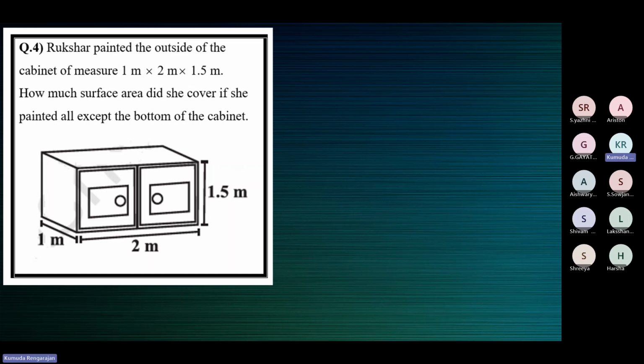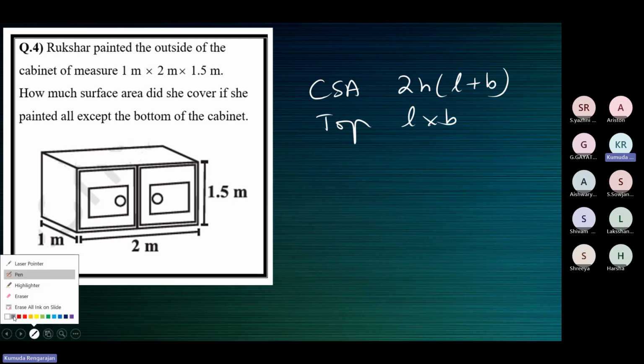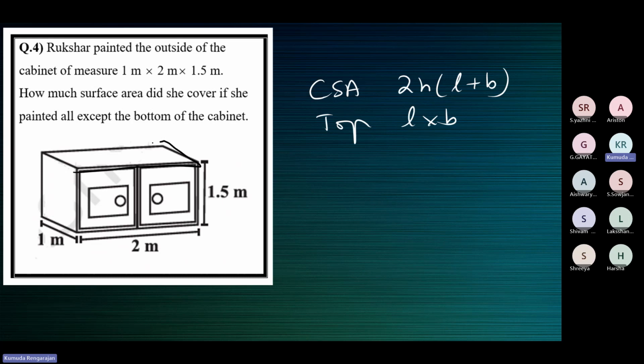So tell me, children, what's the formula to find the area? See, the box has 6 surfaces. All the surfaces except the bottom: 4 vertical faces and the top face are painted, not the bottom. The area of the 4 walls, or the curved surface area, is 2H into (L plus B). Then the top is painted, which is L into B. This is a rectangle, so L into B is the area of the top.